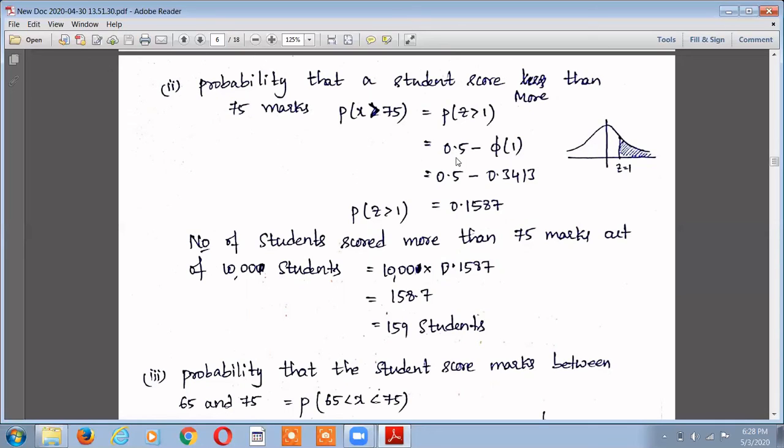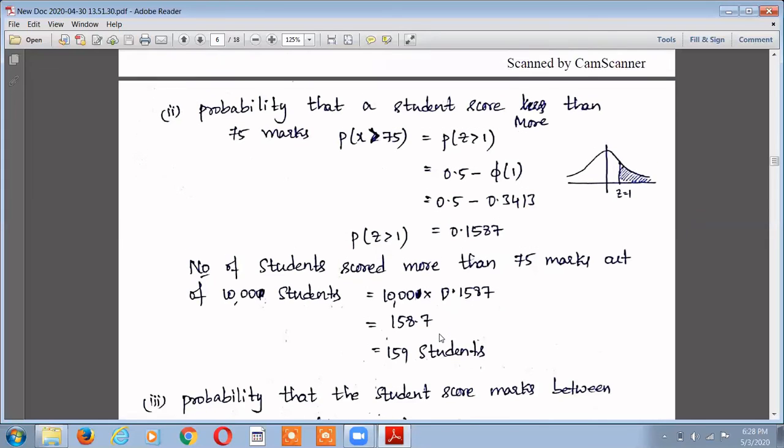So the area in the first quadrant is 0.5 minus pi of 1. Pi of 1 means the area below the curve from Z equal to 0 to Z equal to 1. So this is nothing but P of 0 less than Z less than 1. I repeat again, pi of 1 can be written as P of 0 less than Z less than 1. In the given data, pi of 1 is 0.3413. So I get P of Z greater than 1 equal to 0.1587. If I want to find the total number of students out of 1000, I multiply 1000 with the probability value. I get 159 students.